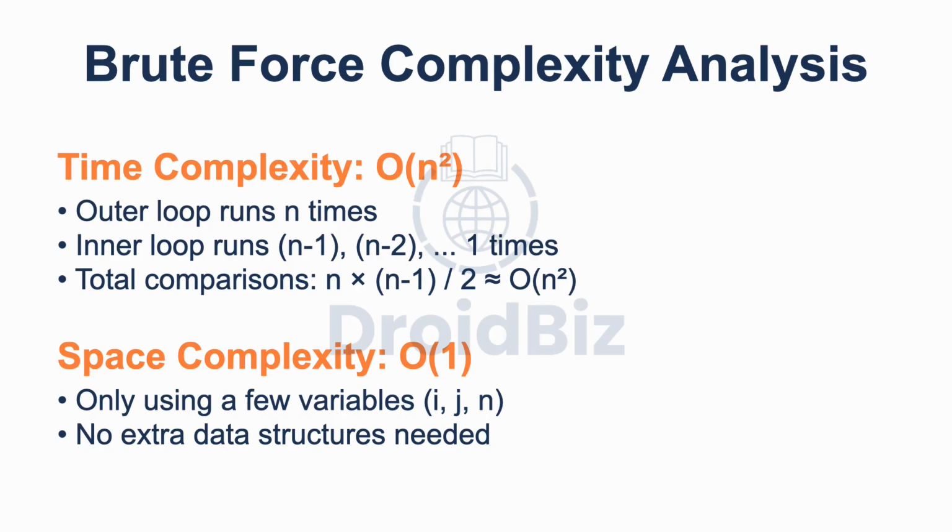Let's analyze the brute force complexity. First, the time complexity is big O of n squared. Why is this? The outer loop runs n times. For each iteration, the inner loop runs fewer times. It runs n-1, then n-2, down to 1 time. The total number of comparisons is n times n-1 divided by 2. This simplifies to approximately big O of n squared. Now for space complexity, it's big O of 1. We only use a few variables like i, j, and n. No extra data structures are needed. This makes it constant space.